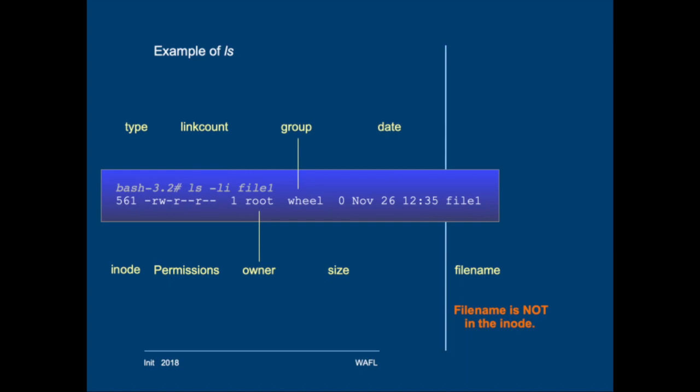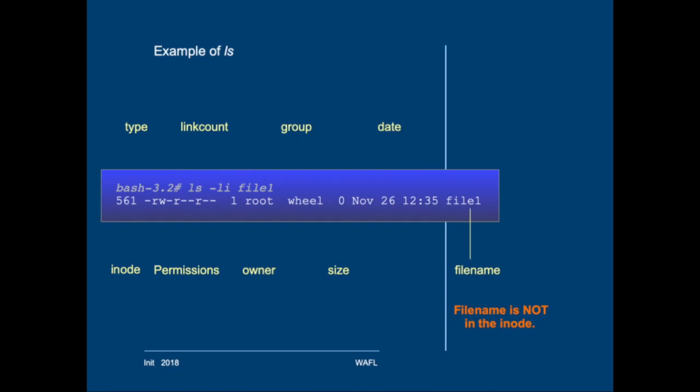Then we see the owner of the file, and we also see the group. So it's owner and group both in the inode. Then of course the size, as you can see here, is 0 bytes. So this is an empty file. And then we have the date. There's one date that is shown with the ls command, which is the date of last change. So when was this file last modified? And finally we see the file name.